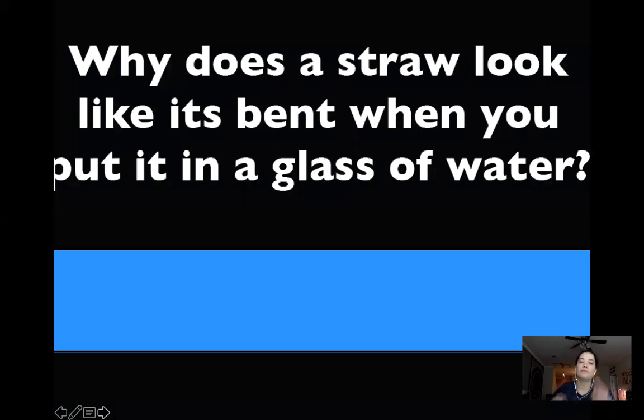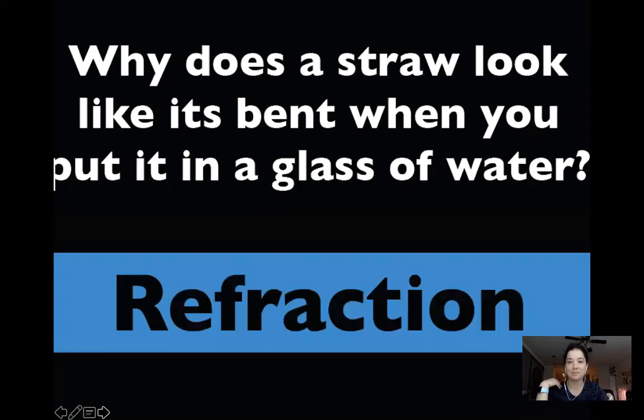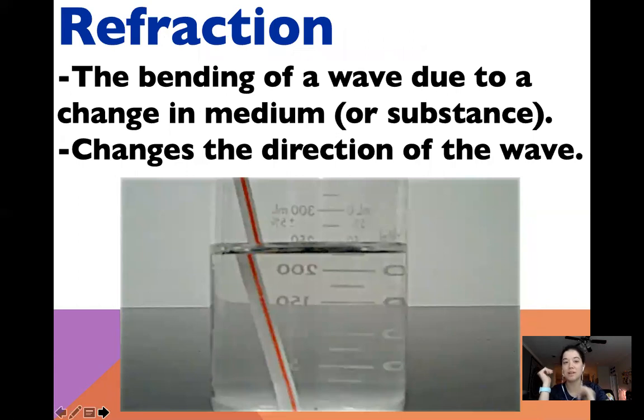All right, so why does a straw look like it's bent when you put it in a glass of water? Have you ever had a clear glass of water and you put something in it and you see it looks like it's going in and then all of a sudden it kind of is bent weird? This is called refraction. And here's an example of it.